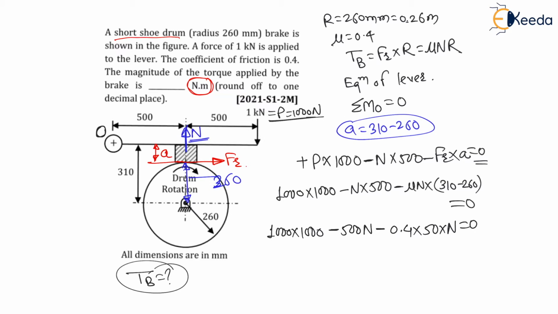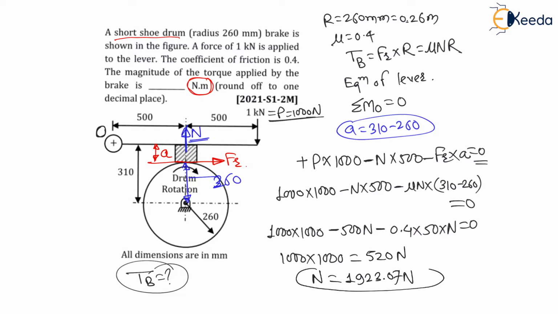Therefore, if I solve for N, I will get 1000 into 1000 is equal to this 500 plus this, here this will be 20, means 500 plus 20, right? Therefore, it is 520 N. So my dear students, if I solve for normal reaction, I will get normal reaction equal to 1923.07 Newton. This will be the normal reaction.